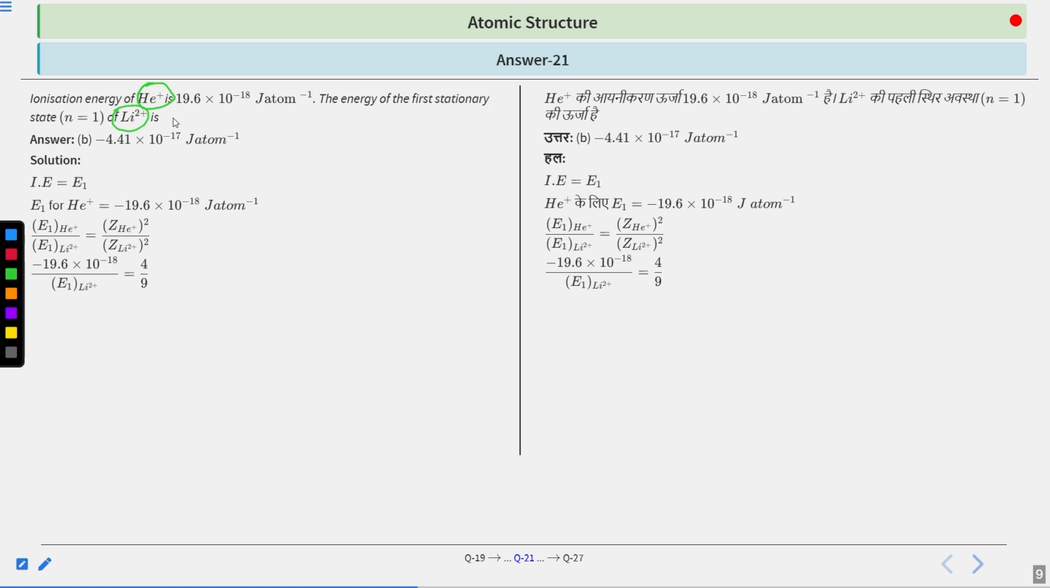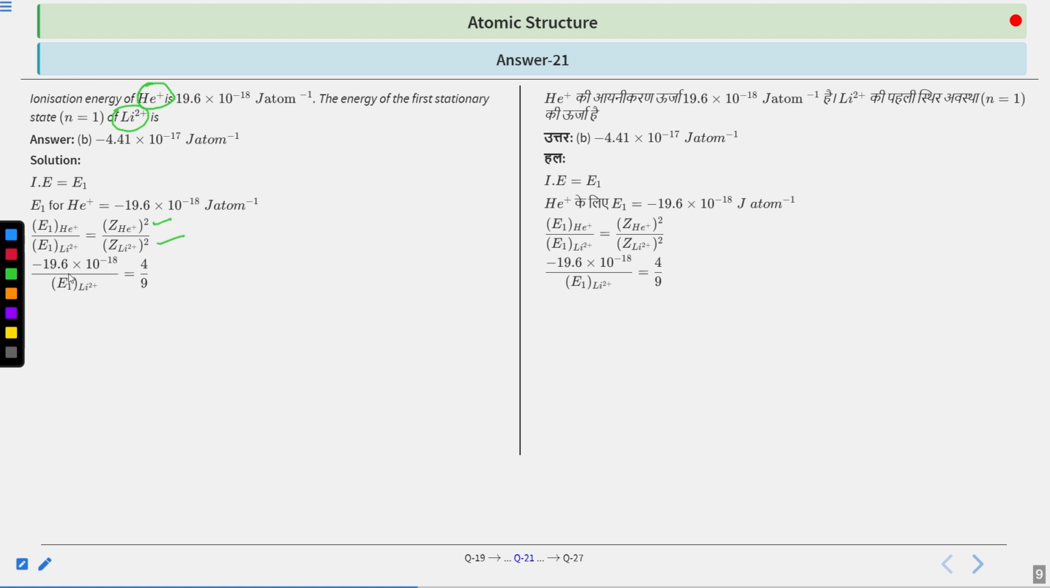When we remove the electron from helium plus, there is 1 electron left, so we will remove the electron from the first orbit. Similarly, from lithium 2 plus, we will do the same thing. Keeping all those things in mind, we'll put this value accordingly. n is equal to 1 for both of these, so this brings us to the conclusion that your ratio will simply depend upon the atomic number.